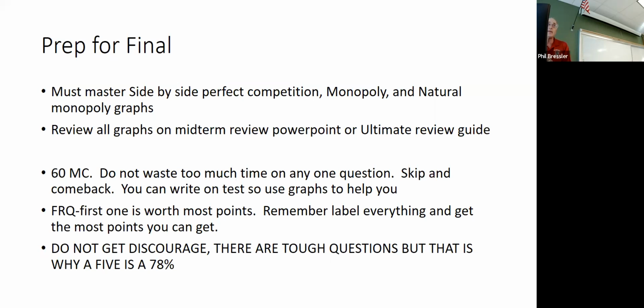Remember to label everything so you get those easy points. Like in perfect competition, side by side, if you do the industry, supply, demand, P1, Q1, P and Q, that's a point. But if you don't label it, you don't get the point. And again, do not get discouraged, okay? Just plow through it and do the best you can.